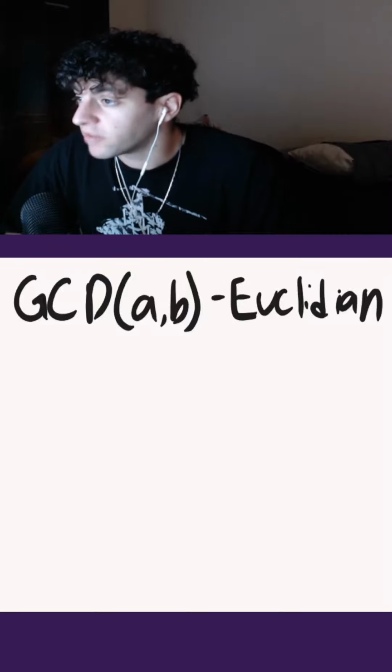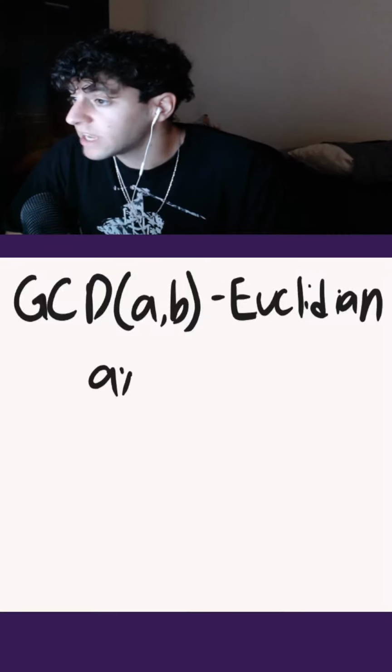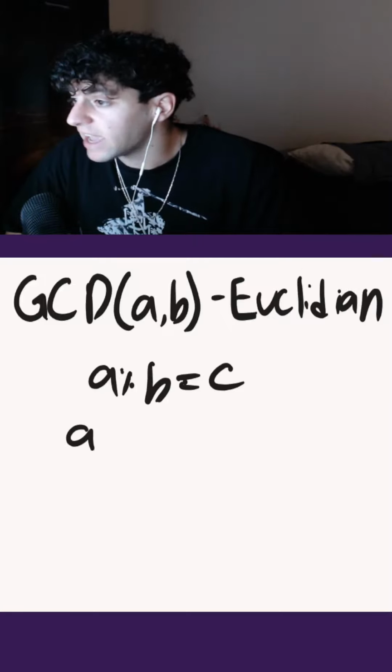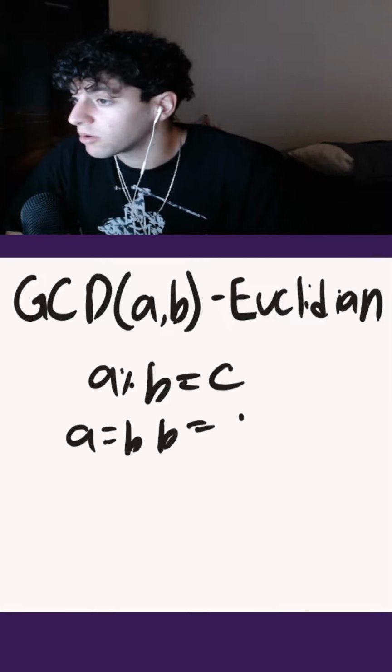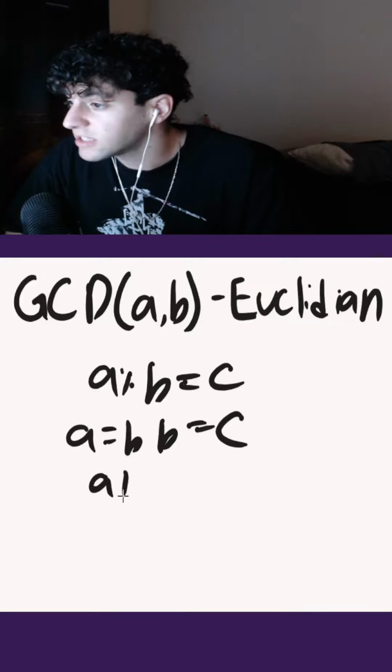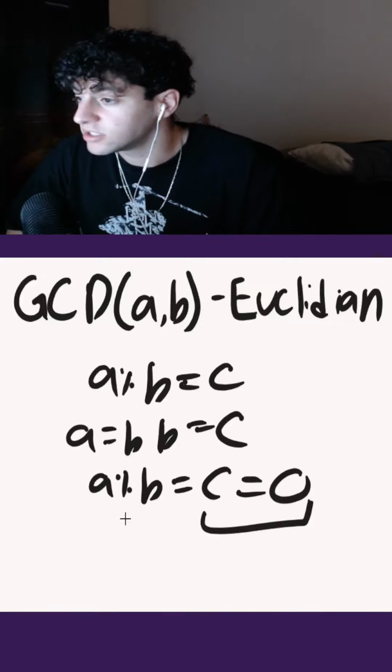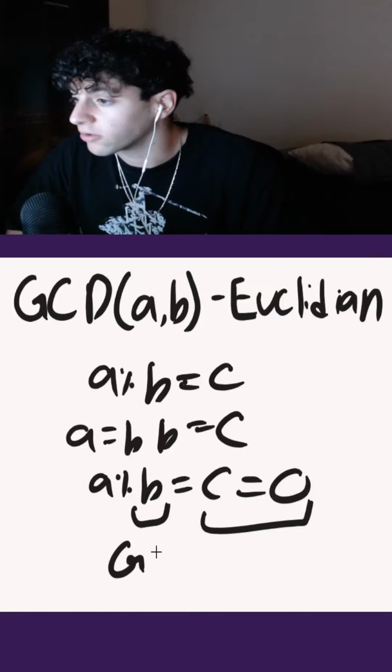So to take the greatest common divisor of two numbers A and B, we're going to take A mod B and we're going to get a remainder C. From this remainder C, we're going to set A equal to B and B equal to our remainder C. And then we're going to repeat this process, A mod B equal to C, until C is equal to 0. If C is equal to 0, we know that B is going to be our greatest common divisor.